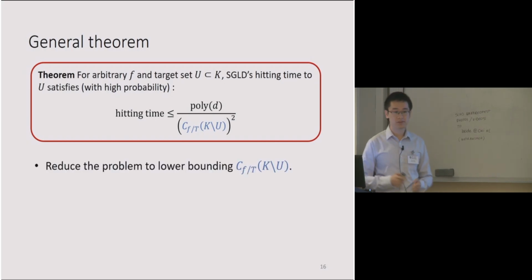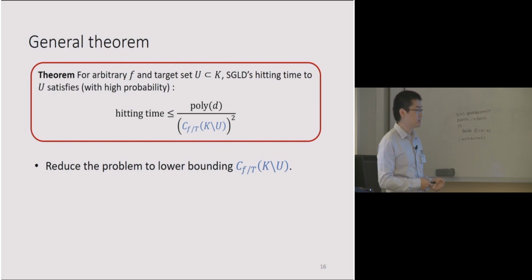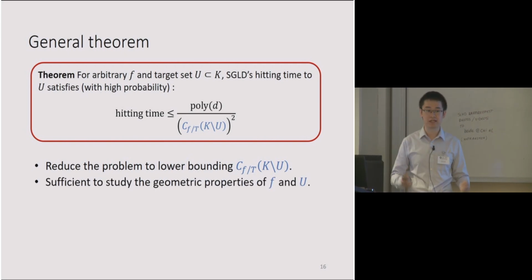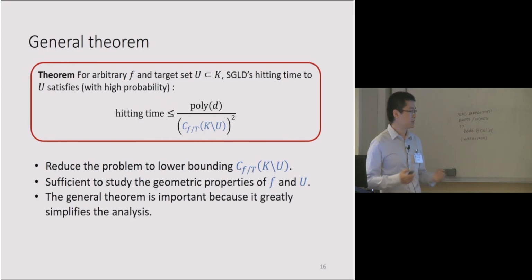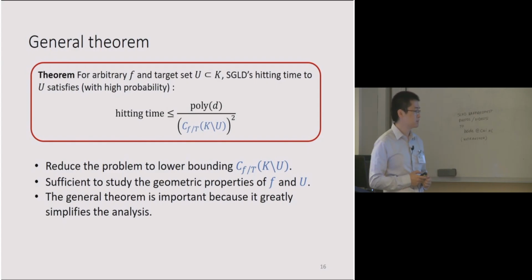The general theorem reduces the problem of upper bounding the hitting time to the problem of lower bounding the restricted jitter constant, and further reduces to studying the geometric properties of the function f and the set u. The theorem is important because it turns out that studying the geometric property of this function and the set is much easier than studying the trajectory of a stochastic algorithm like SGLD. So this greatly simplifies analysis.